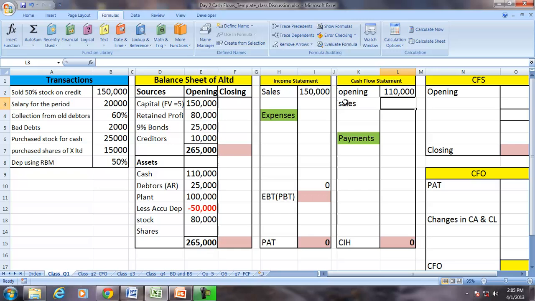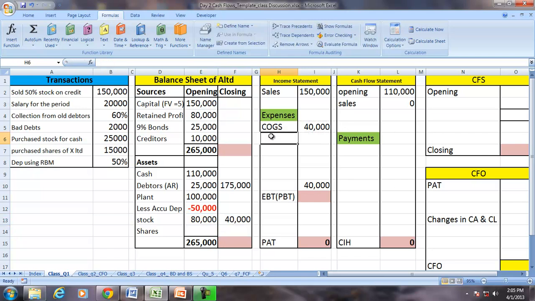The sales is 0 in the cash flow, so therefore the debtors will increase to the extent of 150,000 because no cash has been received. And whenever there is a sale, there has to be cost of goods sold, and cost of goods sold is 50% of the stock, 80,000 into 0.50, and the stock will reduce to the extent of 40,000.